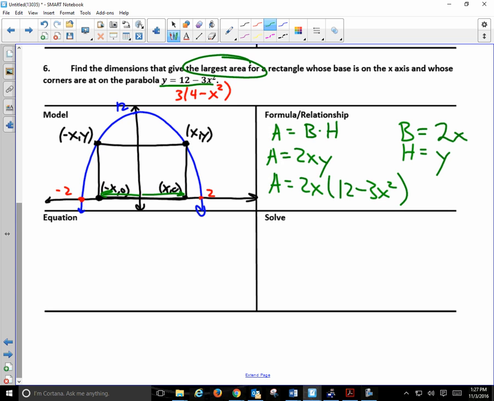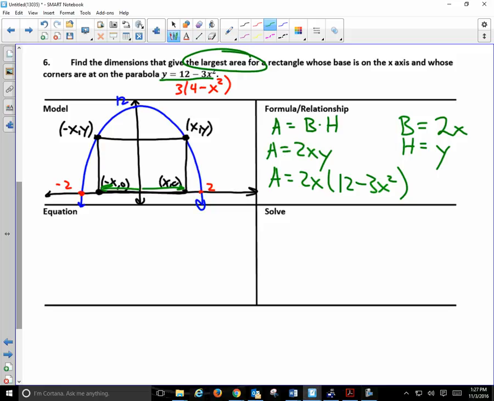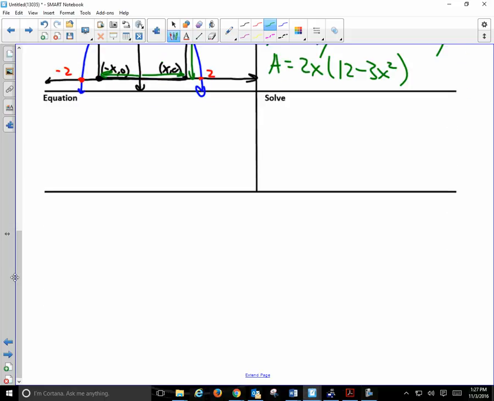Way to go. Well, y represents the height, and it says that in order to determine what y is, we would take the x value, square it, multiply by -3, and add 12. What's that? Because the distance from here to here is the same as whatever the y coordinate is. Sweet. Area in terms of x is 24x minus 6x cubed.